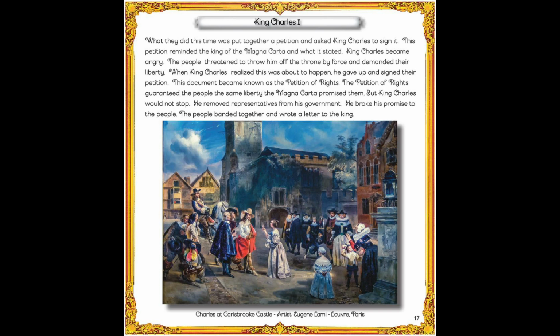What they did this time was put together a petition and asked King Charles to sign it. This petition reminded the king of the Magna Carta and what it stated. King Charles became angry. The people threatened to throw him off the throne by force and demanded their liberty. When King Charles realized this was about to happen, he gave up and signed their petition. This document became known as the Petition of Rights. The Petition of Rights guaranteed the people the same liberty the Magna Carta promised them.